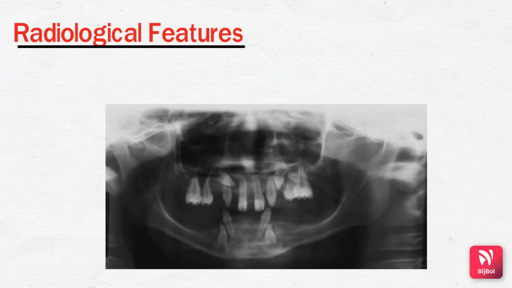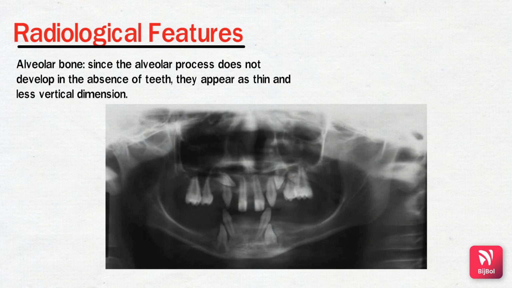Moving to the radiographic features. The alveolar bone process does not develop in the absence of the teeth, and it appears thin and less vertical in dimension. And the teeth in the radiograph will be either absent or will show the conical appearance as clinically present.